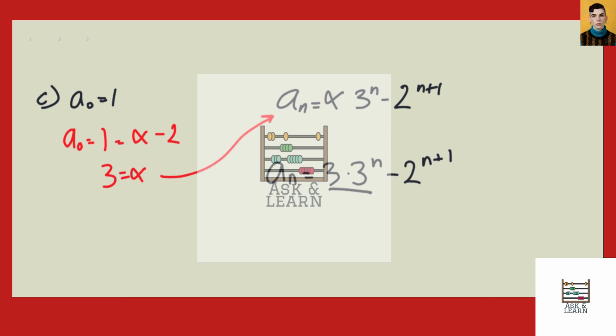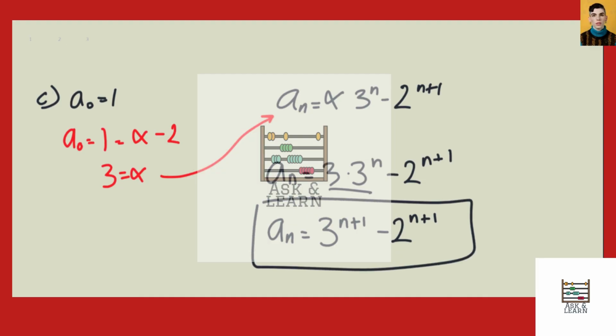But this can actually be simplified since that's the same number. So we really get a_n is equal to 3^(n+1) minus 2^(n+1). And that is the solution to this non-homogeneous linear recurrence relation.